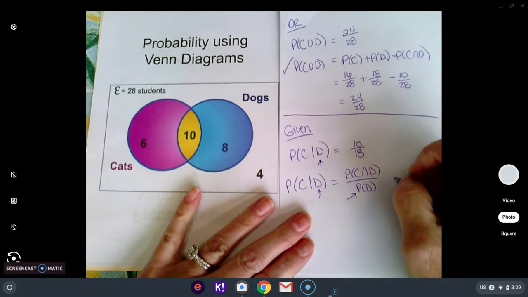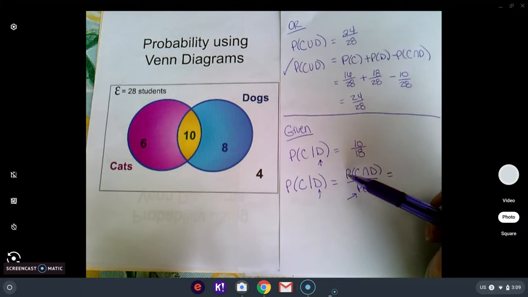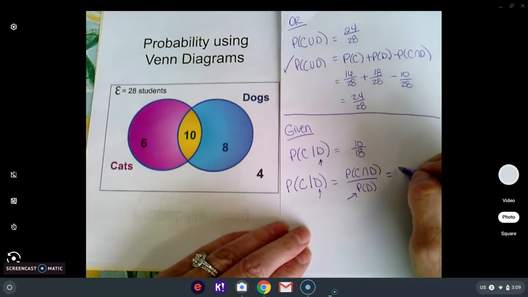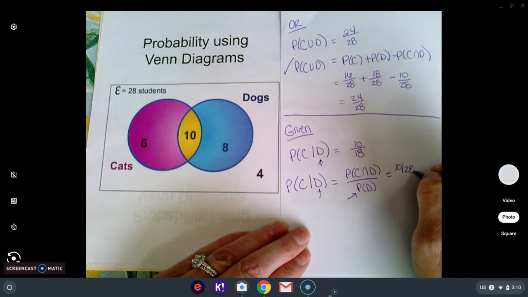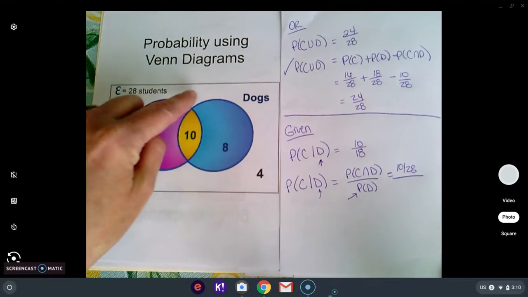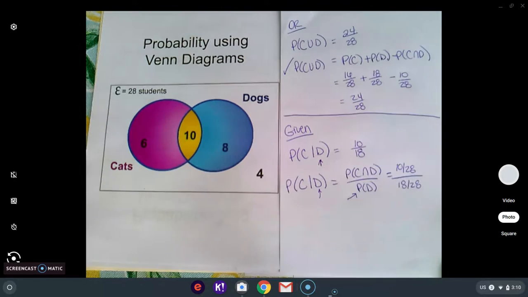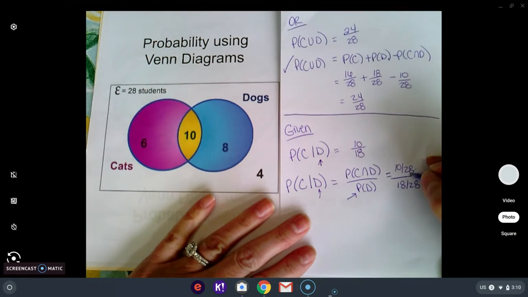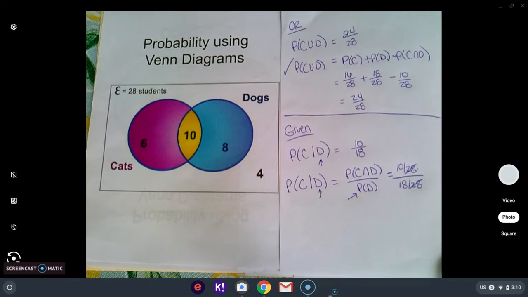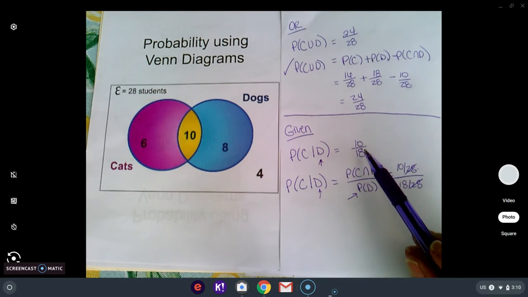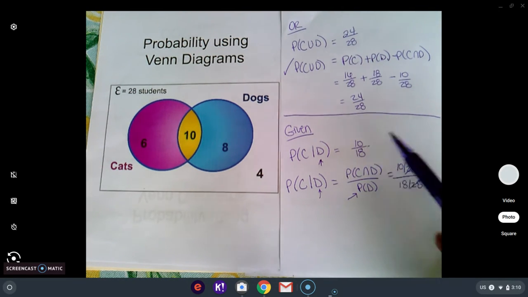All right, so let's make this calculation. The probability that you have a cat and a dog is 10 out of 28. The probability you have a dog is 18 out of 28. Okay, you have to do a little bit of math here. If you have a fraction that has two fractions in it and they both have the same denominator, you can literally cross that off. Again, you're left with 10/18, just like you were intuitively up here.